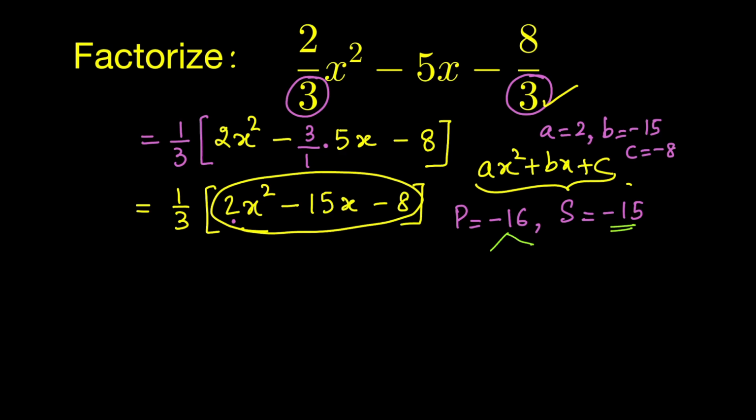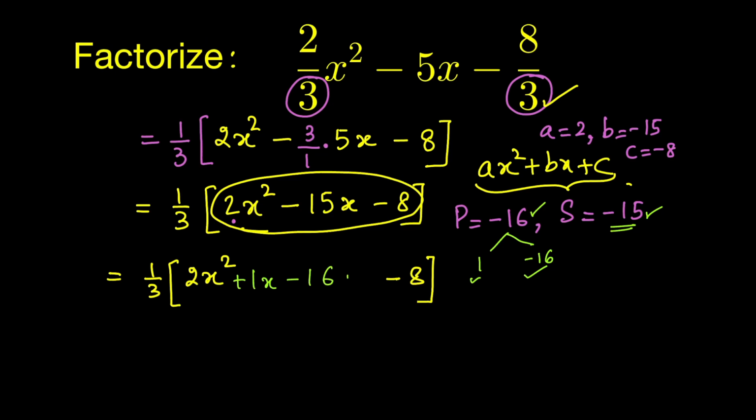You can see we always start with 1. If you write 1 times negative 16, the product gives you minus 16, and when you add you get minus 15. That means these numbers work here. Now we continue with this. So it is 1/3, then we write 2x squared, and in the end minus 8. In between we write with the help of these numbers: plus 1x and minus 16x.